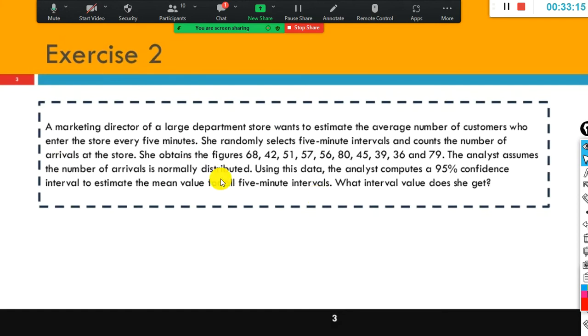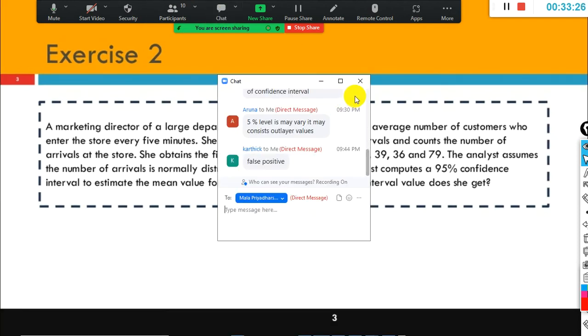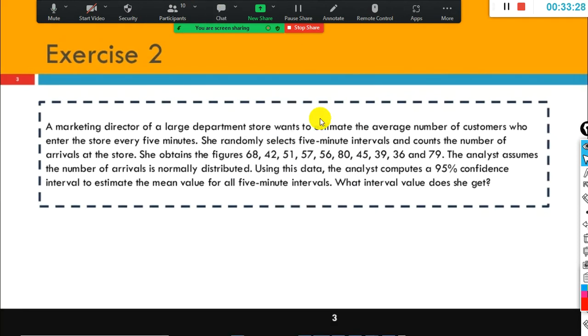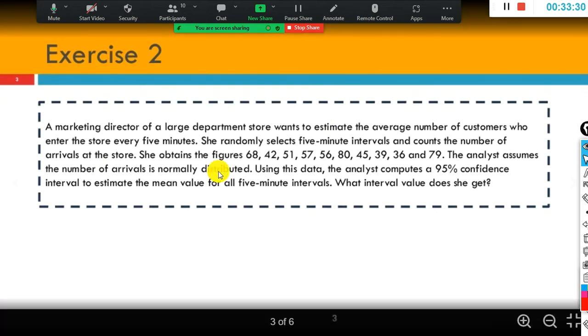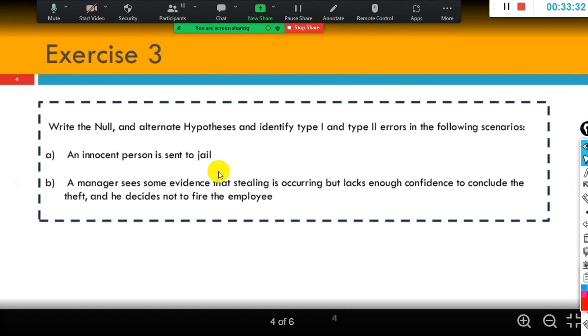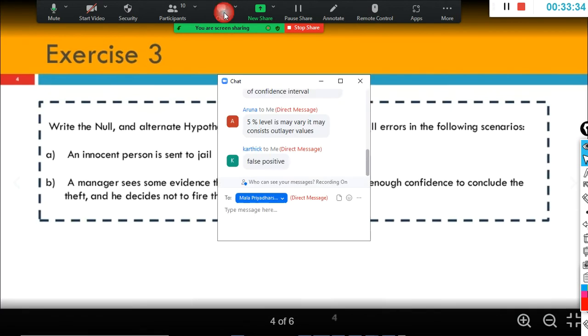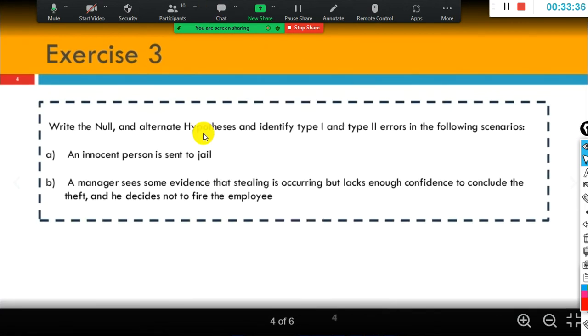So you don't get scared of the big paragraph. All you need is the sample mean, find out if the population standard deviation is available, and find out the sample size. If it is a t distribution, you need to find out n minus 1, the degrees of freedom. So that's all. So this is the thing.